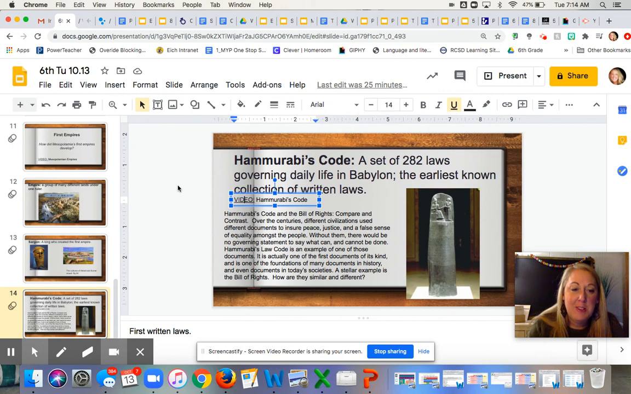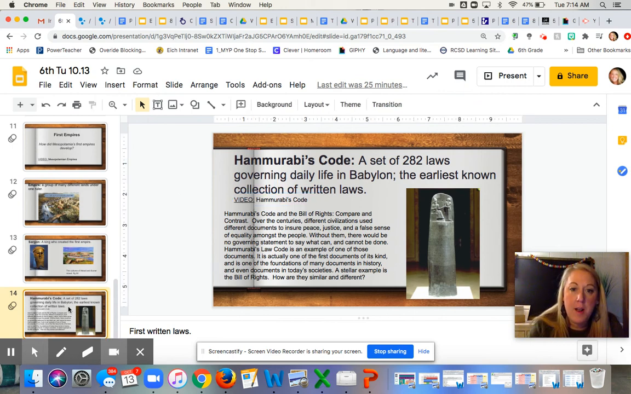All right, so a little bit of information on Hammurabi's code. So that's it for today.